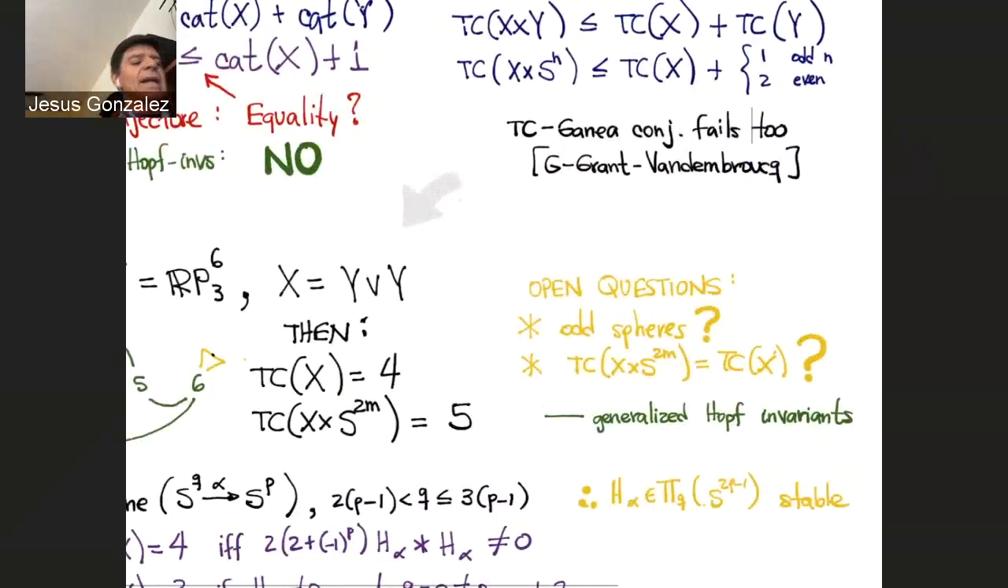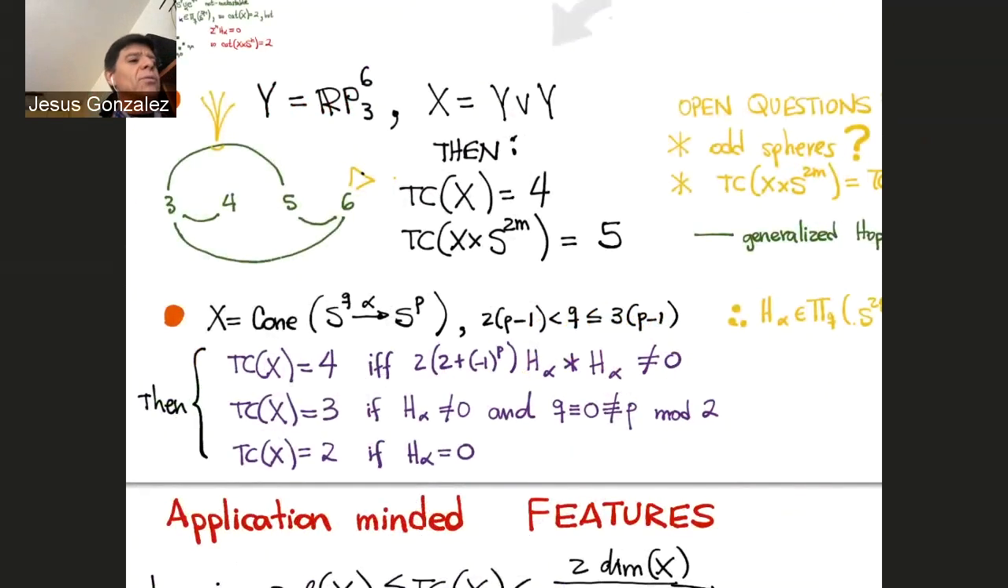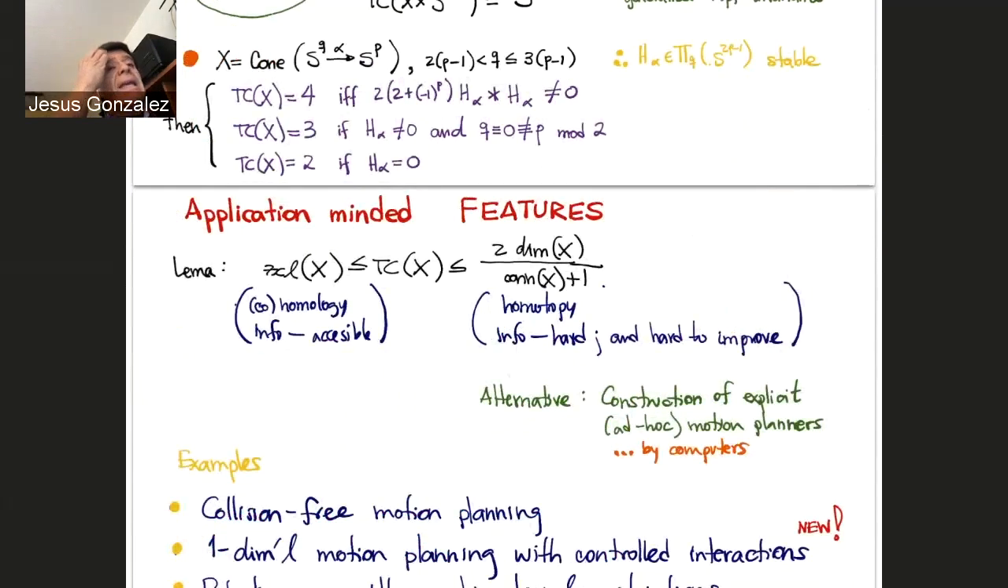So this goes lower than expected. And this kind of idea allows one to actually describe the topological complexity of two-cell complexes in the metastable range. All right, but this is actually a little bit technical, and the idea here is that this involves a lot of homotopy computations.